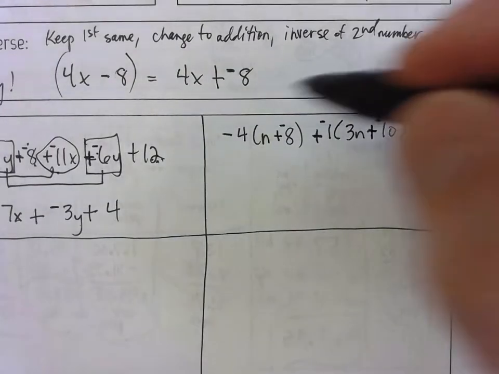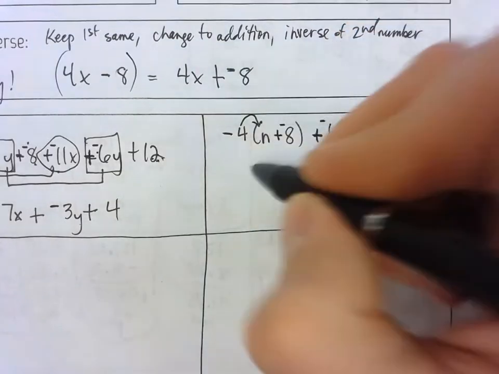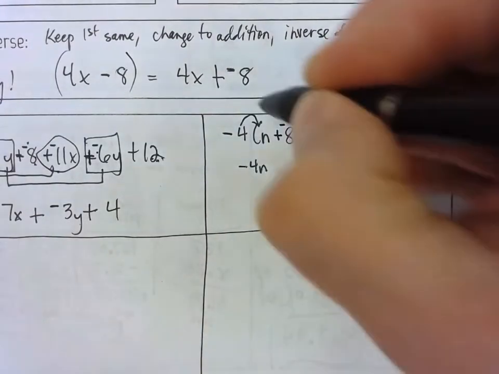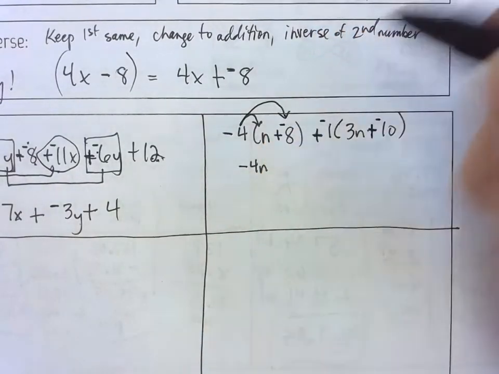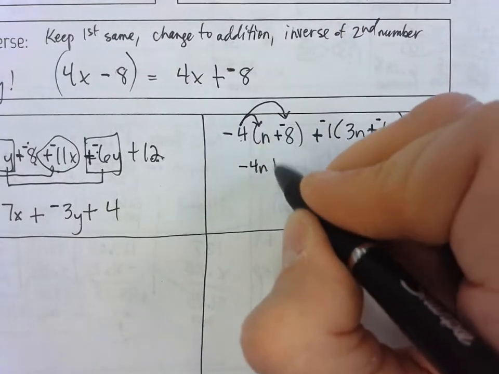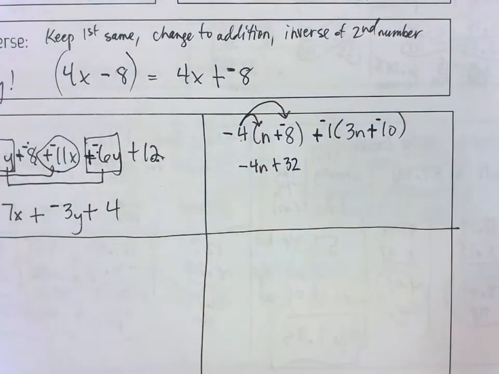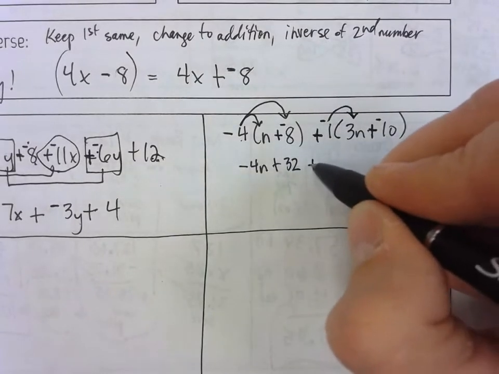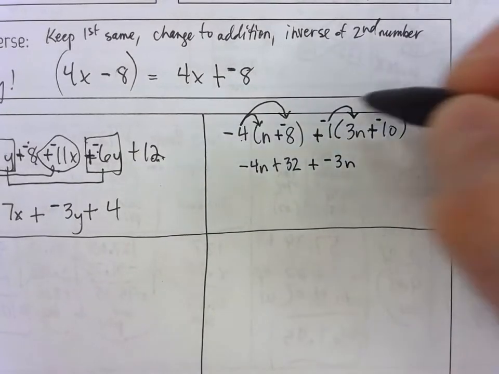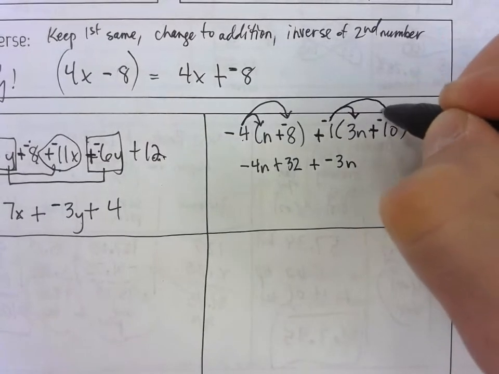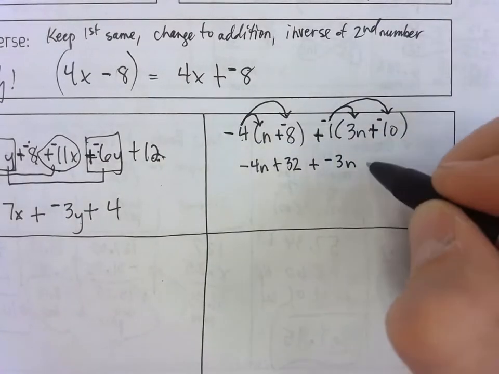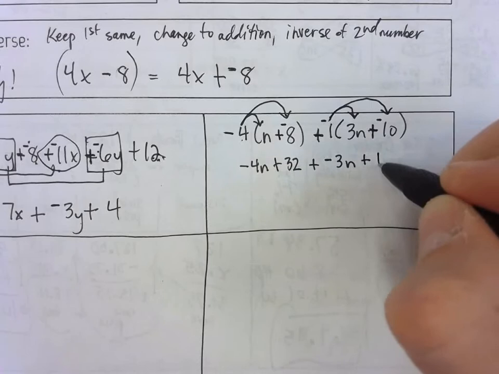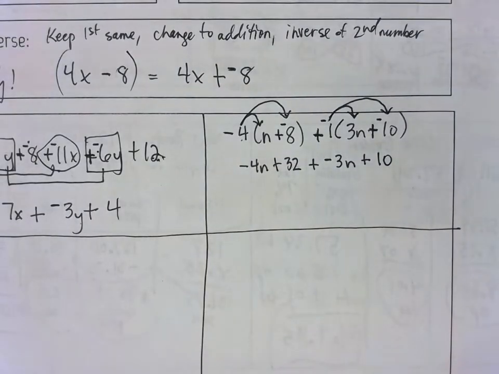All right, so negative 4 times n is negative 4n. Negative 4 times negative 8, a negative times a negative is a positive 32. A negative 1 times 3n would give me negative 3n. And a negative 1 times negative 10, a negative times a negative, of course we know that's a positive, and that would just be 1 times 10, which is 10.